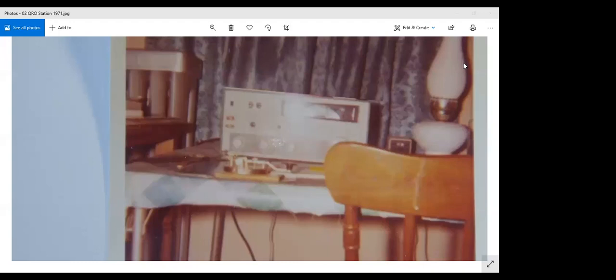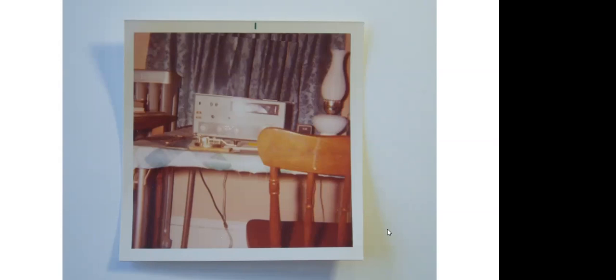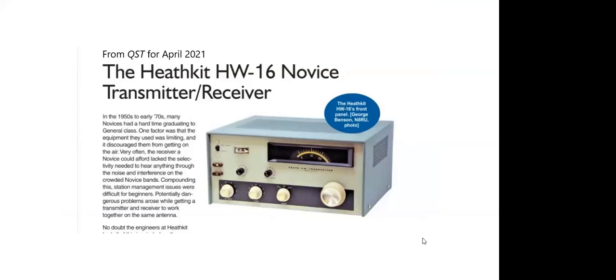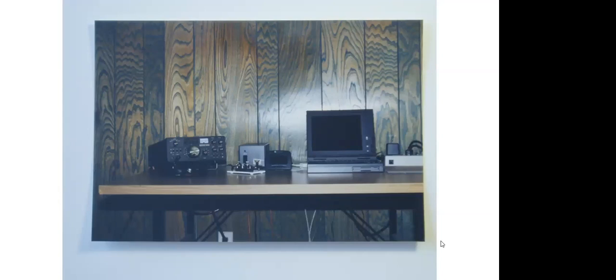So this is my first station in 1971. My first rig was a Heathkit HW16, and this is a better picture of the HW16. It was CW only. It had a very good receiver. It had a crystal control transmitter, which put out about 65 watts. This is my station in 1997. And this is my station today.